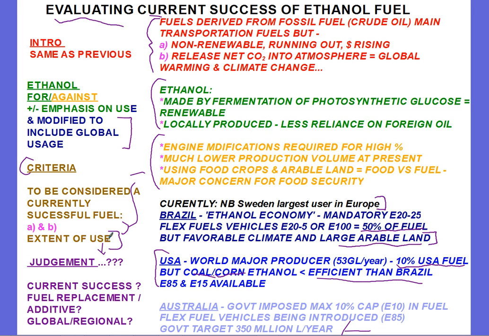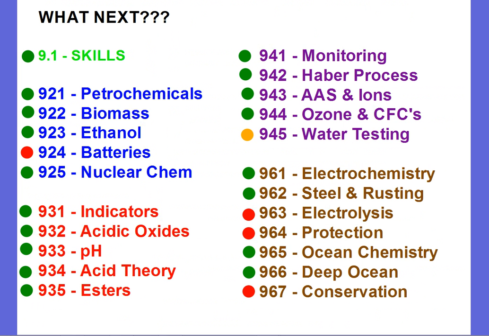You've got to decide, is it a current success? Is it a current success as a fuel, or as a fuel replacement, as an additive? Is it successful globally, or only a regional-wide success? So you could definitely say, for example, Brazil, definitely a success, but is it a globally successful fuel? That's up to you to decide. And that's the end of 9.2.3 ethanol. Next will be 9.4.5 water.